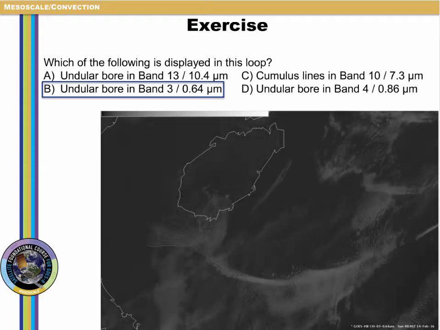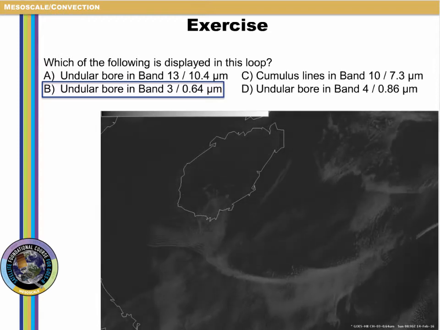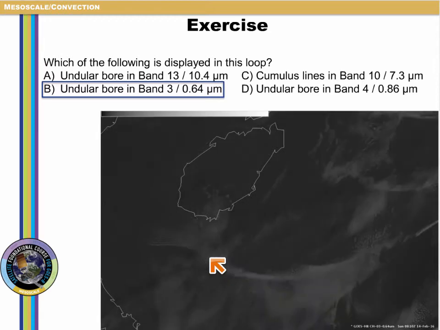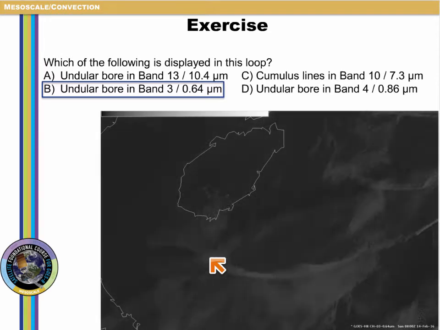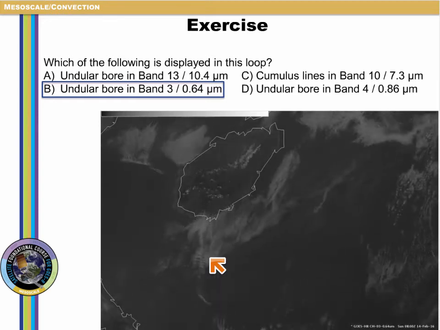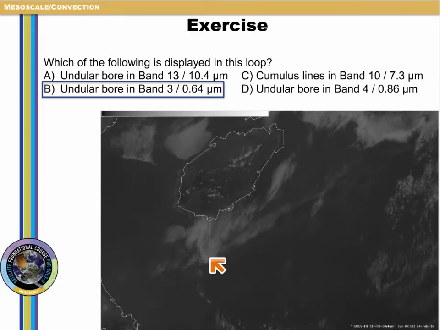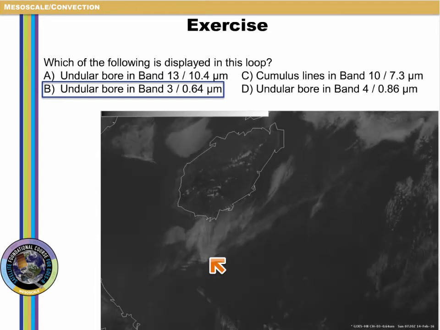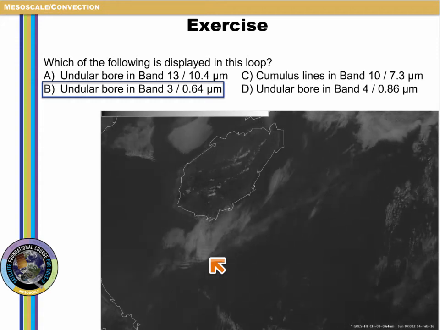The correct answer is B, undular bore in band 3 or 0.64 microns. The feature of interest here is the undular bore south of Hainan Island as viewed by the Himawari satellite. The real question comes down to, are we looking at the 0.64 or 0.86 micron band, since this is a visible loop? Remember, the 0.86 micron band would clearly show contrast between the land and water highlighting Hainan Island. Since the contrast is poor, actually quite dull between land and water, this is the 0.64 micron band.